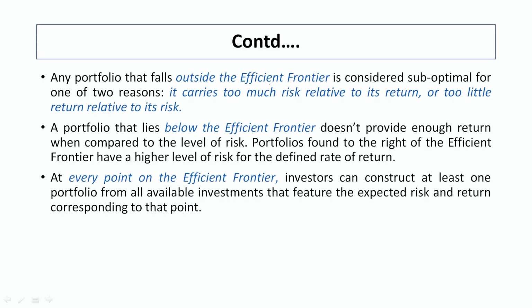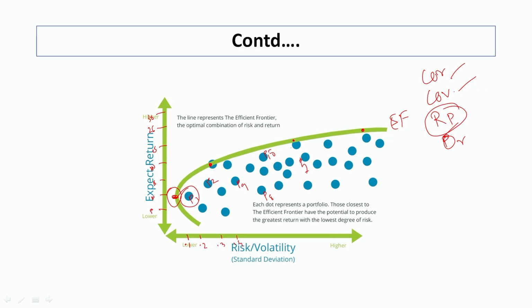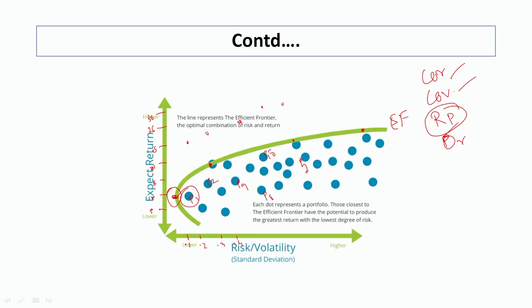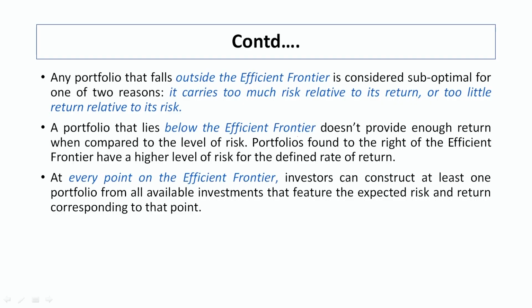So any portfolio that falls outside the efficient frontier is considered suboptimal for one of two reasons. First, it carries too much risk relative to its return, or too little return relative to risk. So any particular portfolio that is outside the efficient frontier, meaning these portfolios P2, P9, P8 and all the dots that are coming below the efficient frontier, or suppose certain dots are above the efficient frontier, these portfolios are risky for the investor. So he can reject these portfolios to select the optimum portfolio that is available on this particular green line, that is, on the dots like this one and this one. These are the optimum portfolios. He can select any of the portfolios according to his risk appetite or risk tolerance. So the portfolio that lies below the efficient frontier doesn't provide enough return when compared to the level of risk.